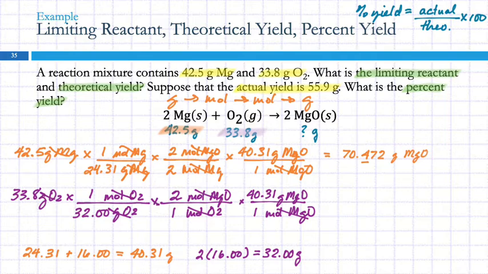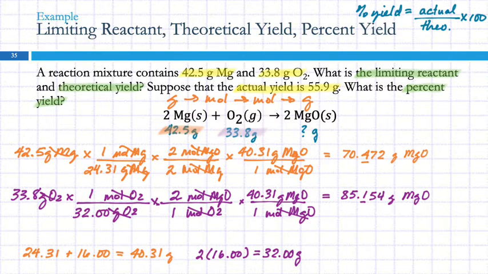So 33.8 divided by 32 times 2 divided by 1 times 40.31 equals 85.154 grams. How much product can we make? 70 grams or 85 grams? 70 grams. Because when we get to this much, we run out of magnesium. We can't make any more.